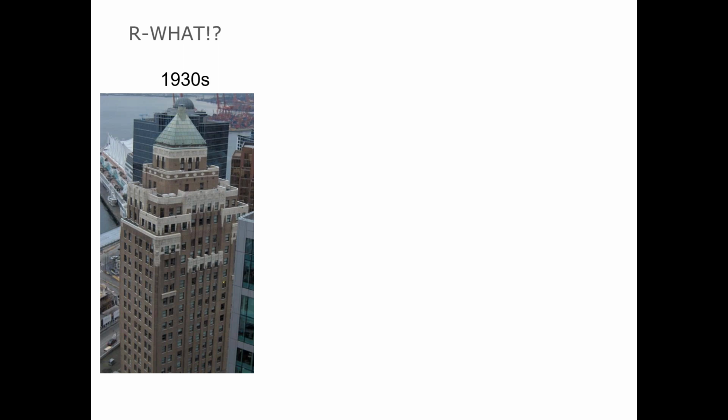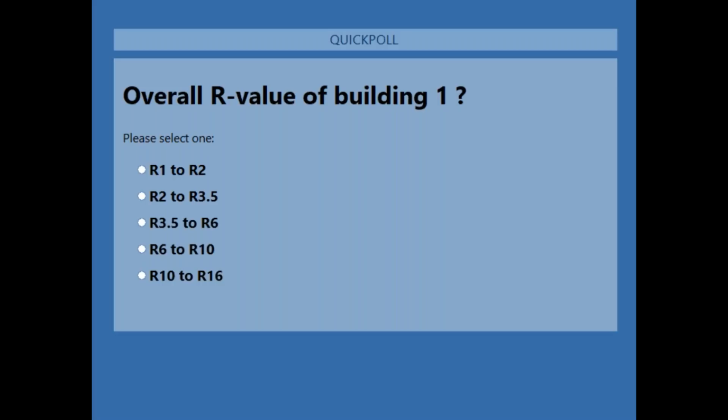Okay, so here are the clues for building number one. This building is about 85 years old in Vancouver, British Columbia, Canada. It has a brick veneer. Inboard of that brick veneer, it has a steel framed wall, and there is some insulation inside that steel framed wall. There are punched windows, lots of windows, but they don't account for a massive amount of the area, and there's some insulation in the roofs as well. So here's our first audience participation slide. Please choose your best guess of R value for that whole building.